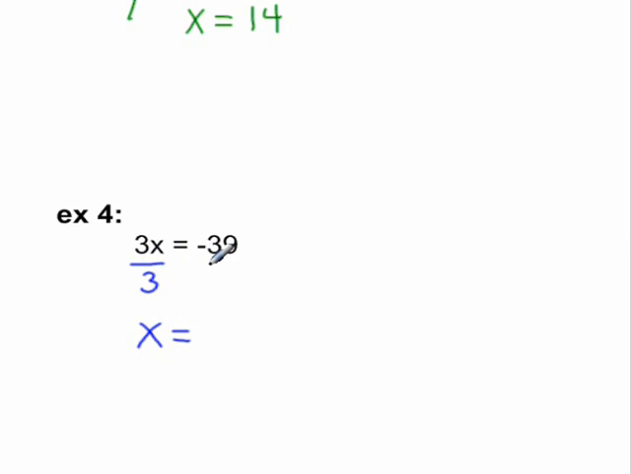But if I do that to the left side of my equation, I'm also going to have to do it to the right side because equations are like scales and you need to make sure that they are balanced. So whatever's done on the left has to be done on the right side. And now we simplify negative 39 divided by 3. That's negative 13. Since x is all alone, I can stop and circle my answer.